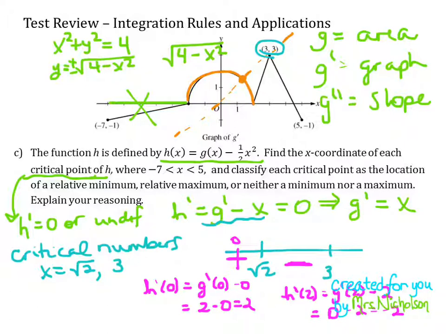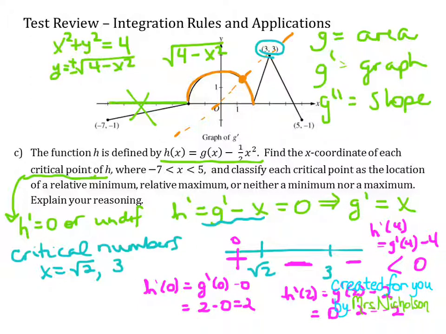And finally, if I pick a number bigger than 3, such as 4, h prime of 4 would be g prime of 4 minus 4. And g prime of 4, let's see, something smaller than 4. This is going to come out negative, I believe. So negative is less than 0. It doesn't matter what the value is, it's going to come out negative because the graph at 4 is something smaller than 3. All right, so we have our sign chart there.